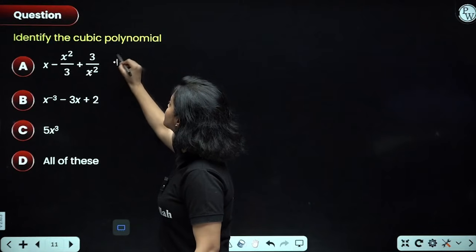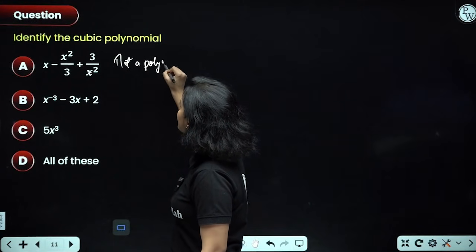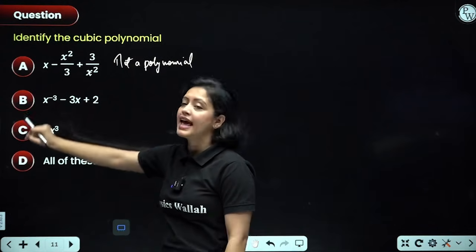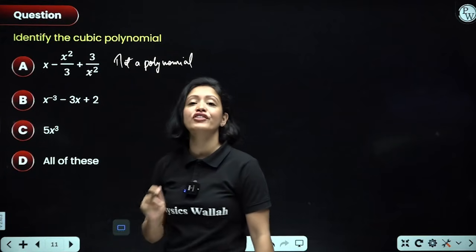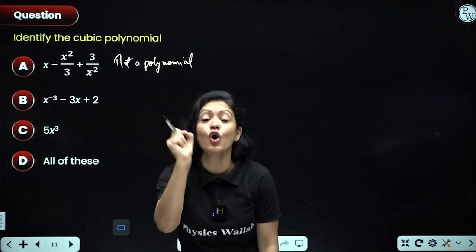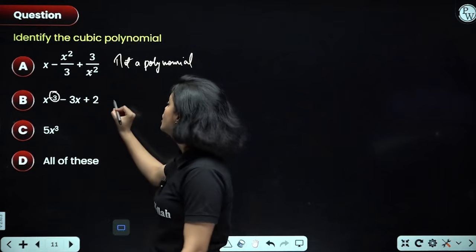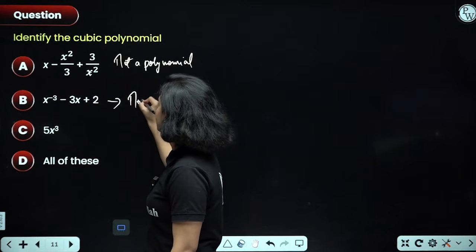So this here is not a polynomial. So you don't even have to check whether it's cubic or not. Okay, this is not a polynomial, everyone. Next, x raised to power minus 3x plus 2. Again, the power of the variable x is what? It's not a whole number, right? This negative 3 here is not a whole number. So again, what will you say? You will say that this again is not a polynomial.